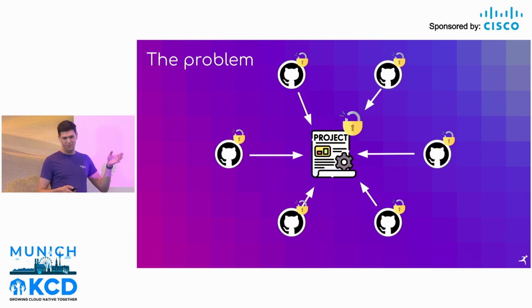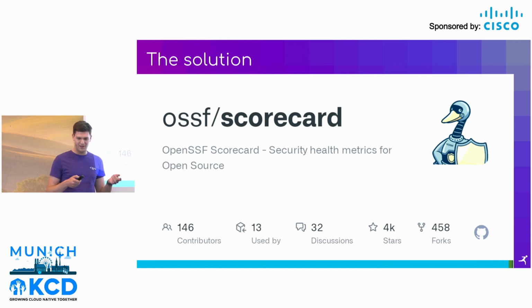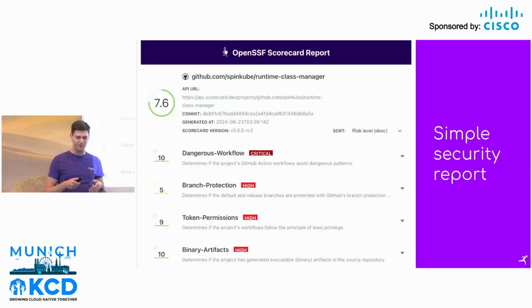So what is a way of establishing a sort of baseline security for your project and also making sure that this is visible to others who are using your project? I want to introduce to you Security Scorecards. It's an open source project from the Open Source Security Foundation, and it is basically a security analysis tool for your repository. It generates reports that look like this.